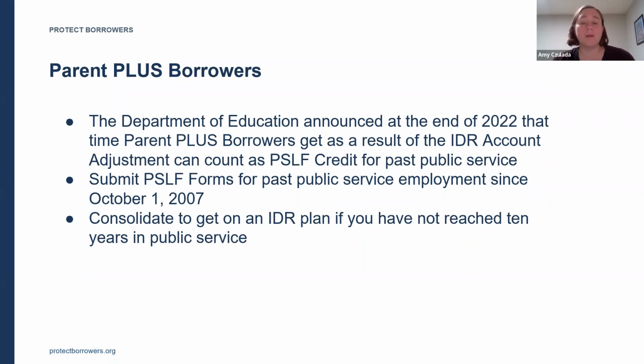So the main action item that Parent Plus borrowers need to take is to submit PSLF forms for all their previous public service work since October 1st, 2007. However, in order to achieve forgiveness through PSLF, all borrowers seeking PSLF need to be enrolled in an income-driven repayment plan. So this means that if you don't already have 10 years of public service work in your employment history, you'll need to consolidate your loans in order to access the income-driven repayment plans and get on one before you can have your debt canceled if you are a Parent Plus borrower seeking PSLF. I'm happy to answer more questions about that at the end as well.